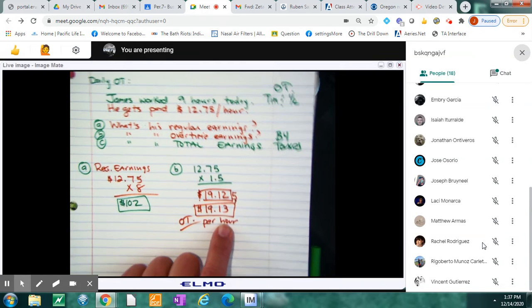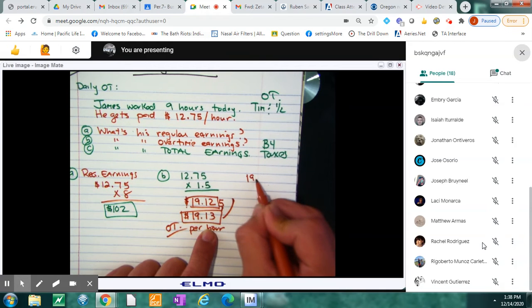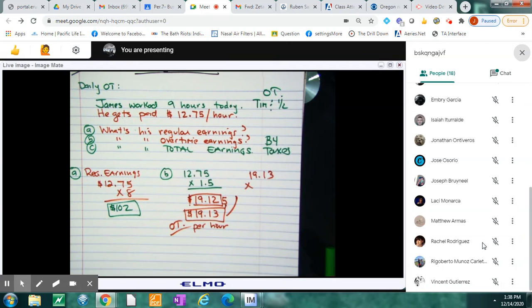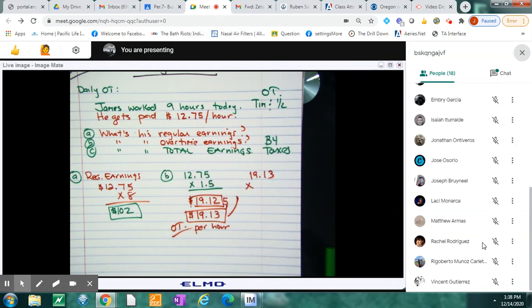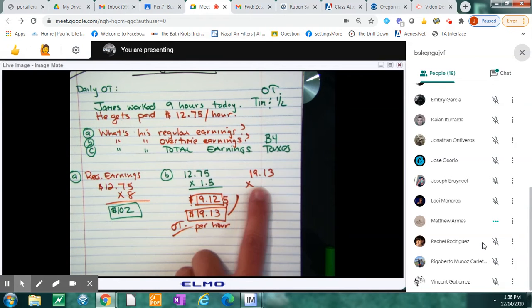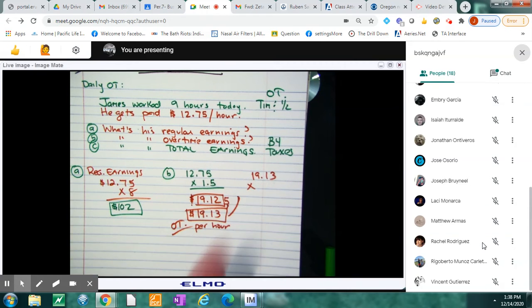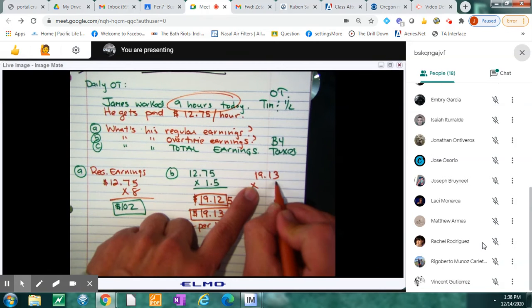Some of you were using this number. You can't say $19 is the overtime pay; that's per hour. So now you bring this up, and 19.13 times what? I already have 8 hours accounted for as regular, but I worked 9 hours. So how many hours are overtime? Jose, Rachel, anybody? If you already worked 8 hours? One, yes. Why? Because 8 plus 1 is 9. He only worked 9 hours.